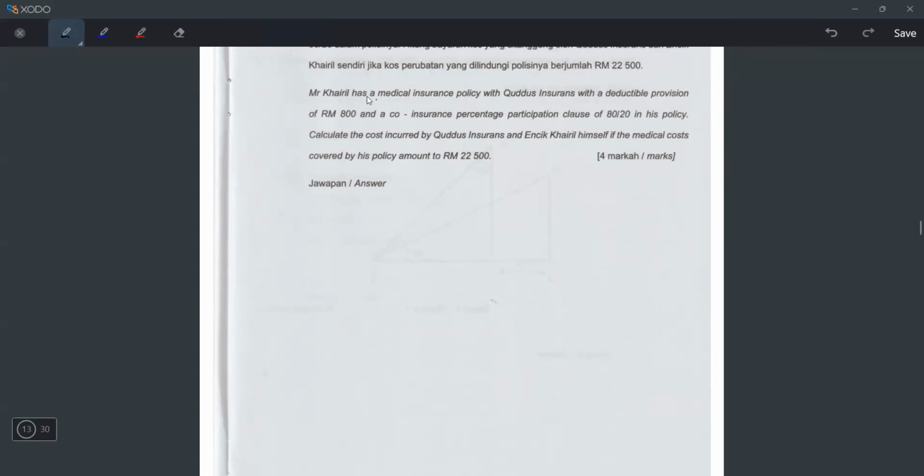Okay, let's read. Mr. Khairil has a medical insurance policy with Kudos Insurance, this is the insurance company, with a deductible 800. So we have deductible 800 and the co-insurance percentage is 80/20 in his policy. Okay, you have to know something. If I give you 80/20, it means the insurance company covers 80%, I cover 20%. The insurance company always covers the bigger percentage. The bigger percentage is always covered by the insurance company.